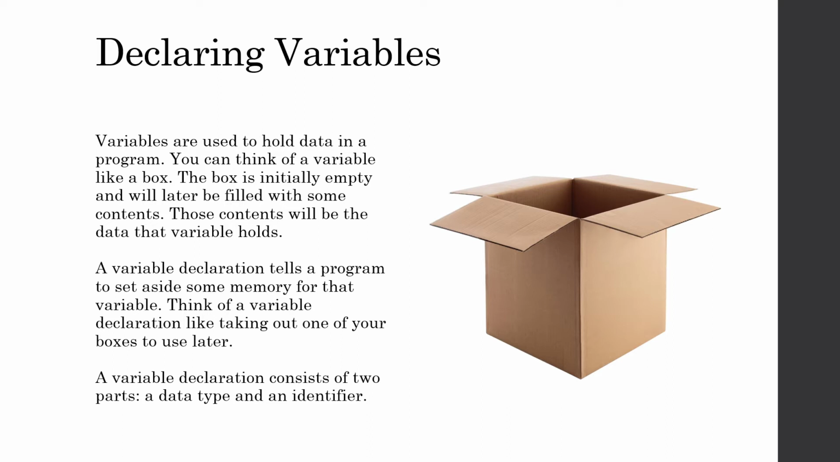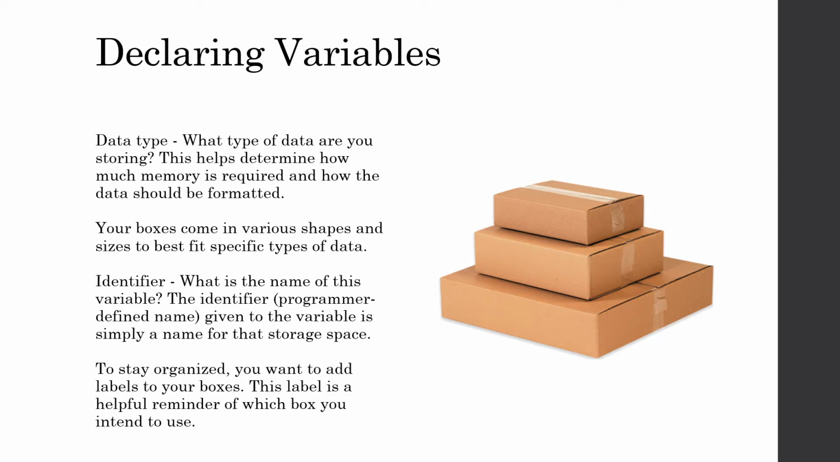So we can think of a variable declaration like we're taking out one of those boxes and we're eventually going to use it. And a variable declaration is going to consist of two parts. So we're going to have a data type and we're going to have an identifier. So to address what each one of those two parts are, the data type is essentially us asking ourselves, what type of data do we intend to store in this variable?